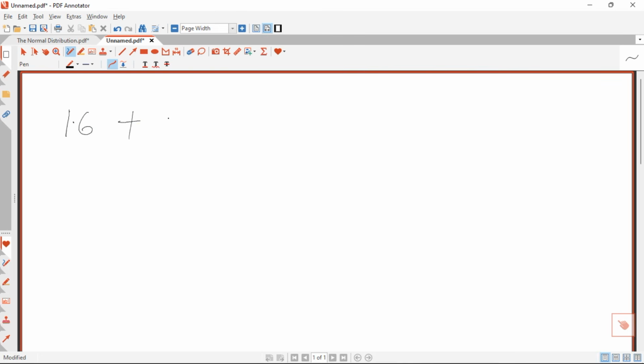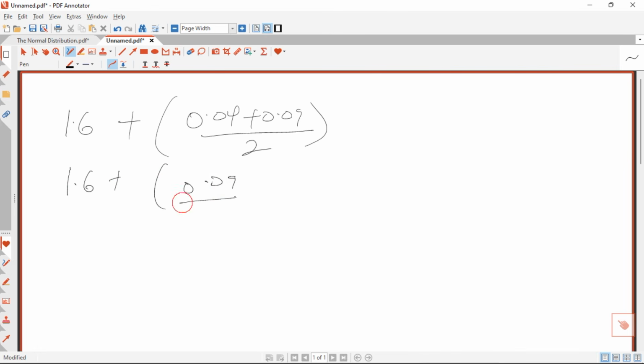Let me open a new worksheet so that you understand what I mean. So here will be 1.6 plus 0.04 plus 0.09 divided by 2. Since the 0.95 was lying between 0.04 and 0.09, we just have to find the midpoint between this one and then just add it to the row side. So here will be 1.6 plus 0.09 divided by 2.